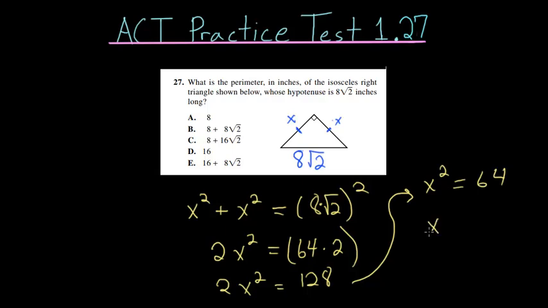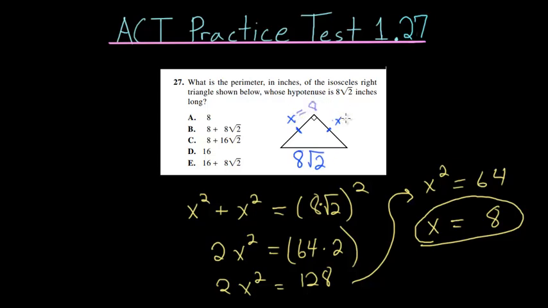And x, when we take a square root of each side, would be 8. And in reality, when you're taking square roots, you really need plus or minus whatever the square root of this number is. But since we're dealing with lengths, we can ignore the negative. So each of these sides we've just figured out is 8 inches. So let's write that up here.